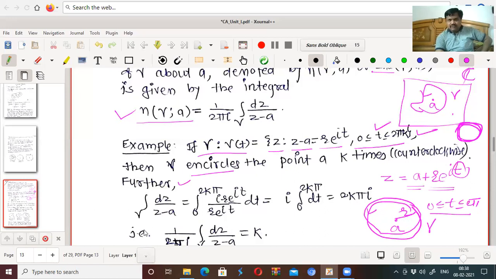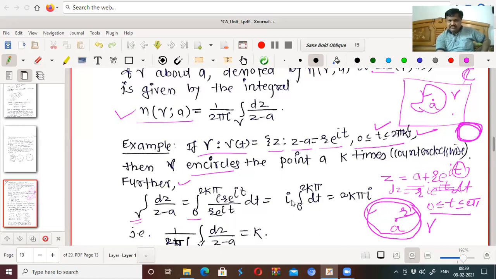Further, we will find the integral over gamma of 1 upon z minus a with respect to z. Here t varies from 0 to 2 pi k. And what is dz? z is a plus r e to the power it, so dz is the derivative, r i e to the power it, into dt. So we get r i e to the power it dt upon r e to the power it.